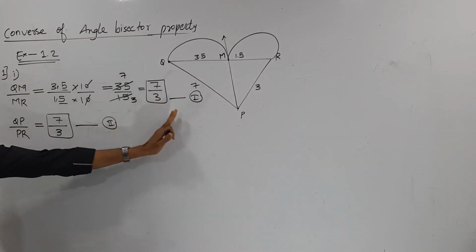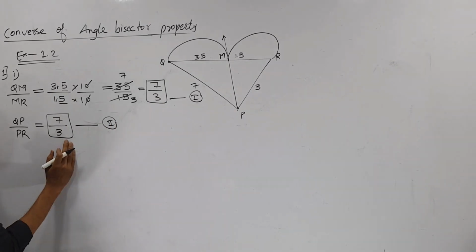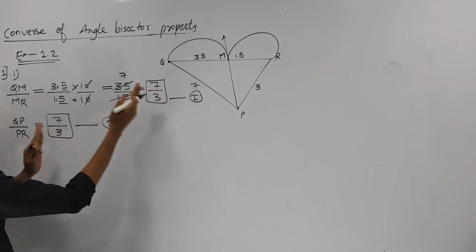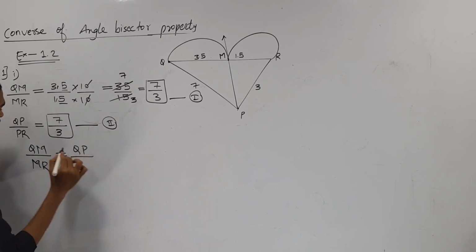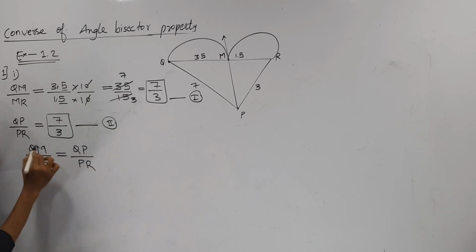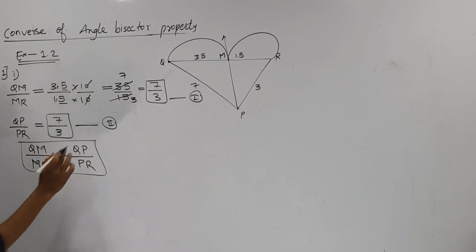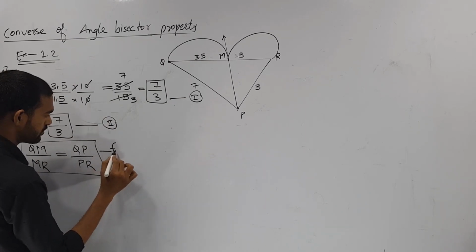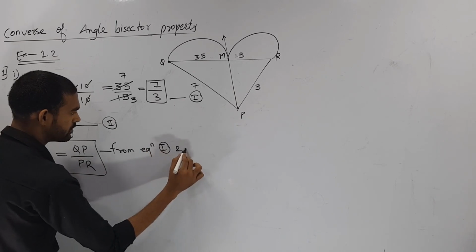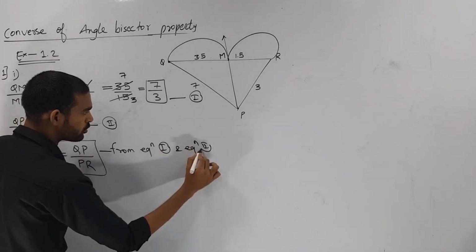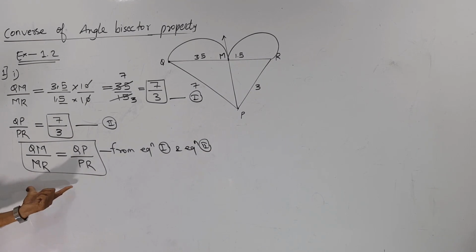Now what you can see, children? Here we can see both are having the same right hand side. Therefore their left hand sides are also the same. Now we can say QM upon MR is equal to QP upon PR. Why are both equal? From equation 1 and equation 2, we can say both are equal.